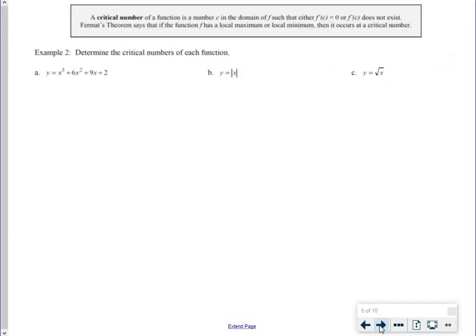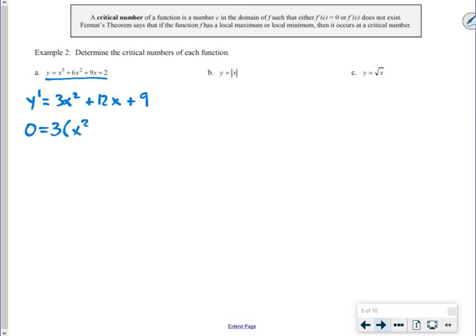Okay, but we have something to work with now. Interesting points happen when the derivative is 0 or it doesn't exist. So we'll try a few examples. We've got a function y there. Take the derivative, we got 3x squared plus 12x plus 9. Interested in when the derivative is 0, because we're probably going to get a max or min in those situations.